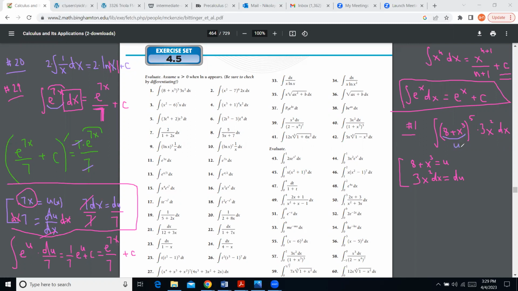The parentheses I replaced with letter u. So we're going to end up with u raised to the power of 5. And then whatever is left over, 3x squared dx, is my du. I say, it looks like they did it on purpose, gave you such a nice substitution exercise. Yes, that's the first problem, so we definitely can enjoy it.